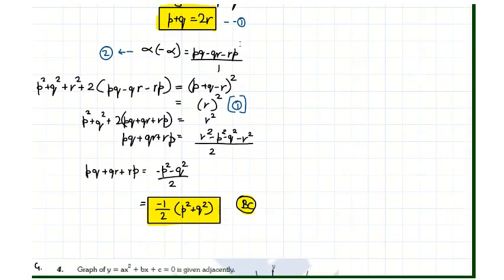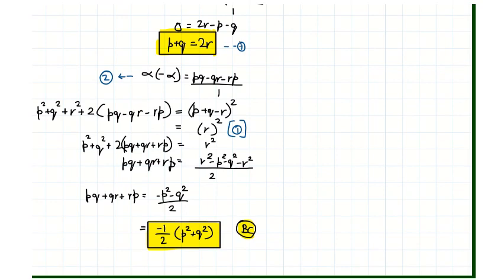Now, using the other equation for roots, we get the product of roots, that is alpha into minus alpha equal to (pq minus qr minus rp) by 1. Pq minus qr minus rp can be written as (p plus q plus r) whole square minus pq minus qr minus rp. Thus, we have p square plus q square plus r square plus 2 times (pq minus qr minus rp) equal to (p plus q minus r) whole square. Substituting p plus q as 2r, we get r square equal to this.